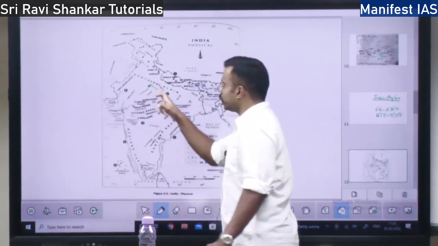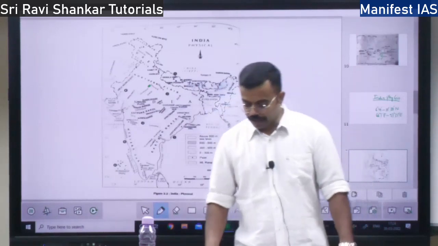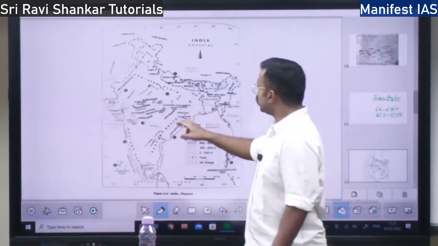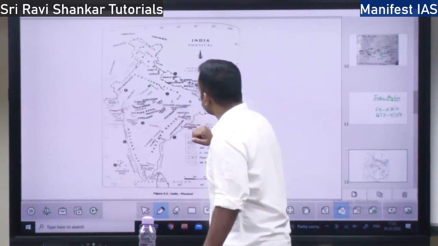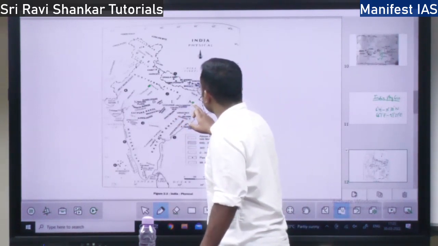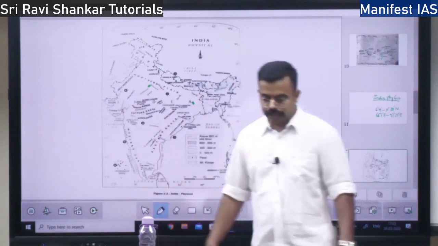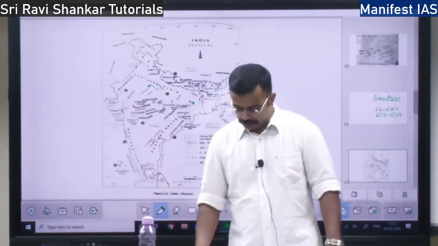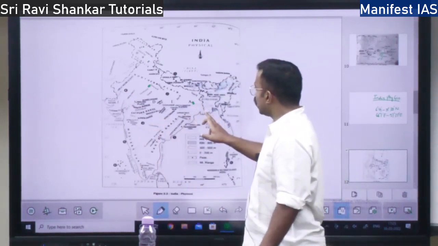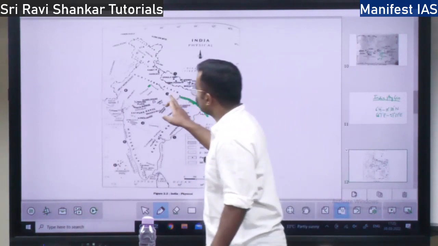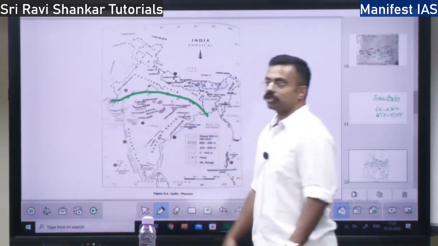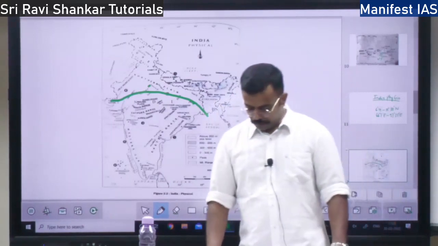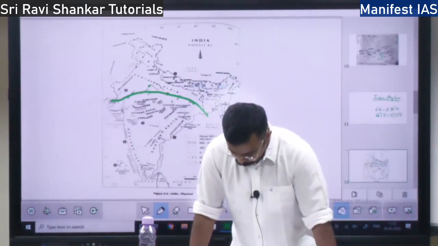So it will come here, this peninsular block. Then it comes up to Rajmahal Hills. Rajmahal Hills is northeast of Chota Nagpur Plateau. Rajmahal Hills is here, right? So it will come till there, and from there it will culminate at Ganga Delta. So briefly, it is like this. This is the peninsula. This is the peninsular boundary.